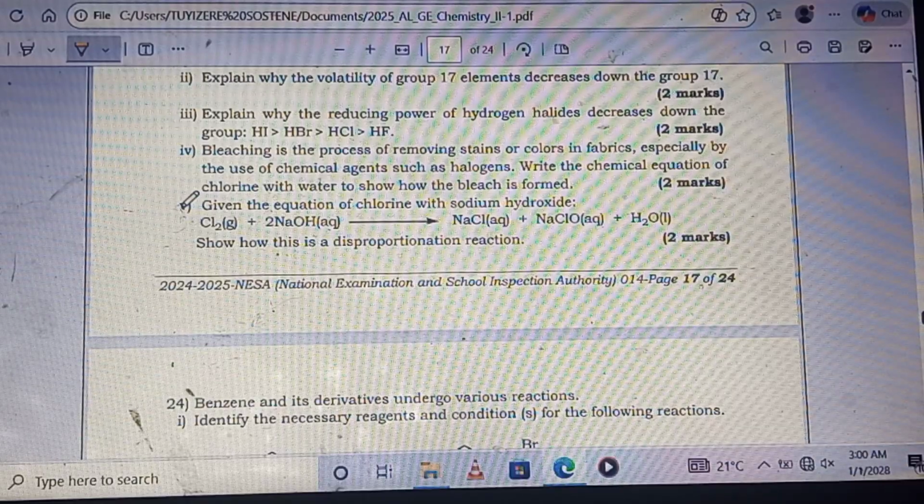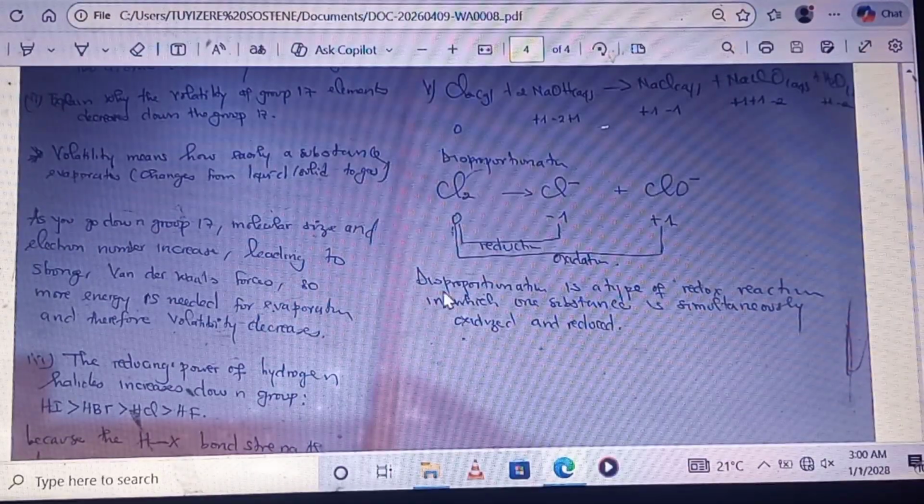Question V. Give the equation of chlorine with sodium hydroxide. Chlorine reacts with sodium hydroxide to form sodium chloride, sodium hypochlorite and water. Show how this is a disproportionation reaction. Disproportionation is a type of redox reaction in which one substance is simultaneously oxidized and reduced.